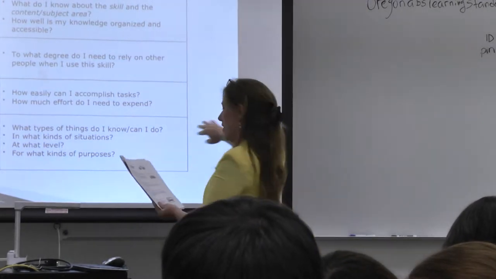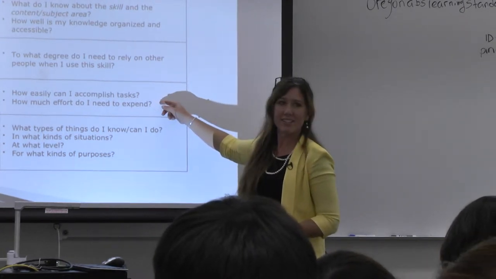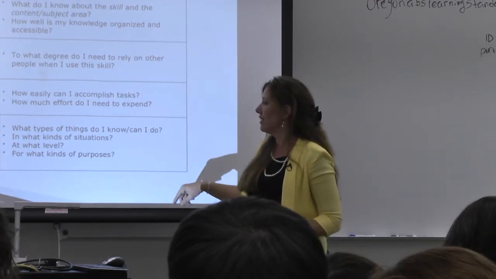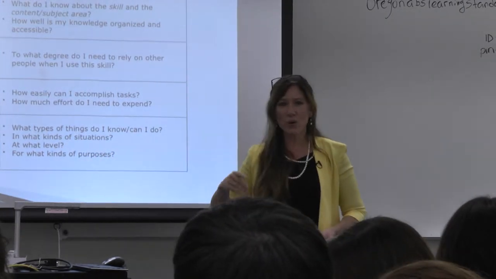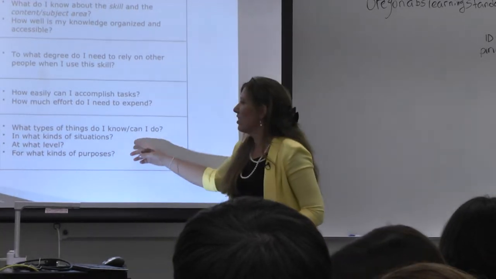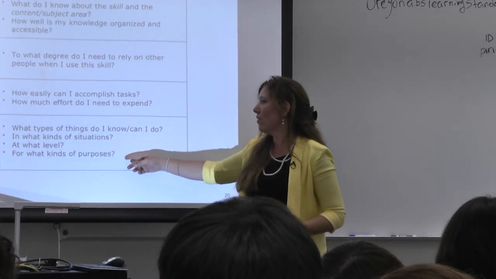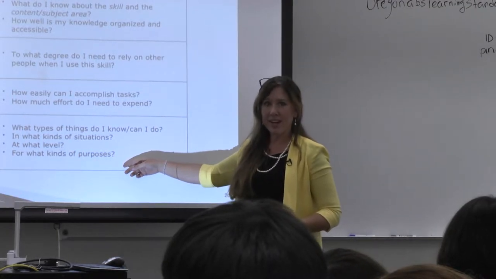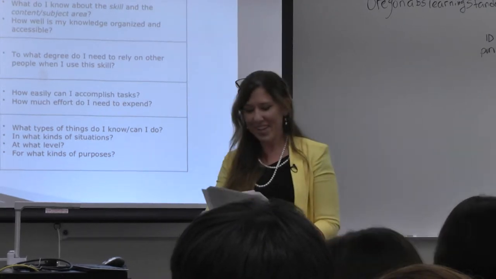Fluency, and you've got the fluency performance on your handout. How easily can I accomplish tasks? How automatic is it? How much effort do I need to expend? And then the final one, which I really saw here with the snow, the semi, the driving on the other side of the road: the range. What types of things do I know I can do in what kinds of situations, at what level, and for what kinds of purposes? If it's backing a semi up and not killing anybody, that would be a purpose: don't kill anybody.